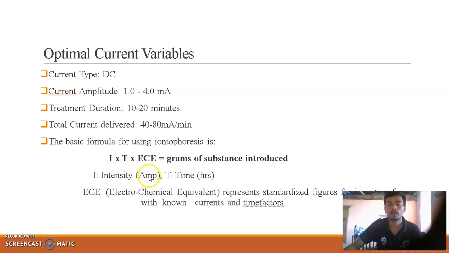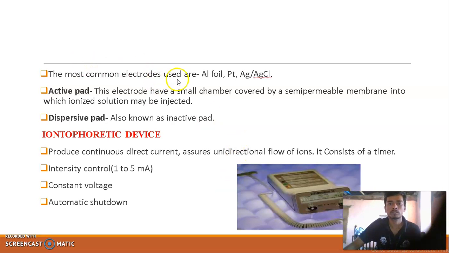I is the intensity, the current amplitude, measured in amperes. T is time. It can be measured in hours or minutes. EC is the electrochemical equivalent, which represents the standardized figures for ionic transfer with known currents and time factors. The most common electrodes used are aluminum foil, platinum, and Ag/AgCl. These are the electrodes most used in the iontophoresis process.